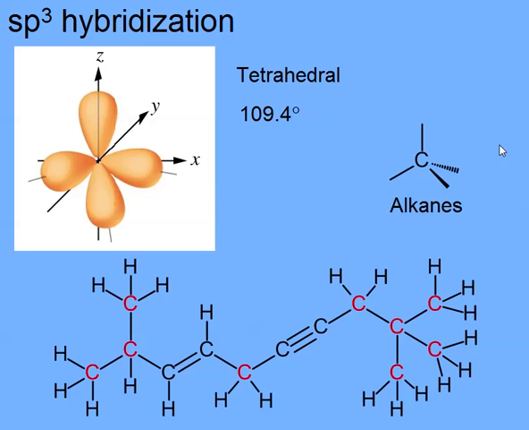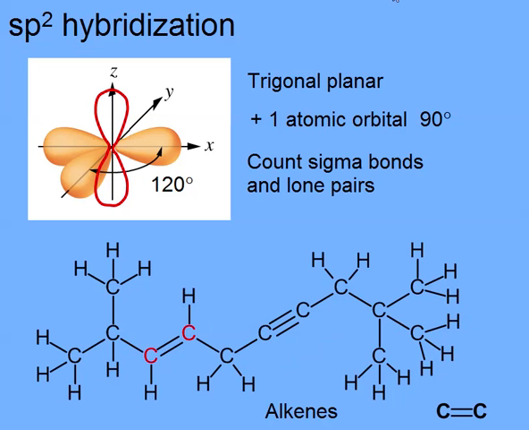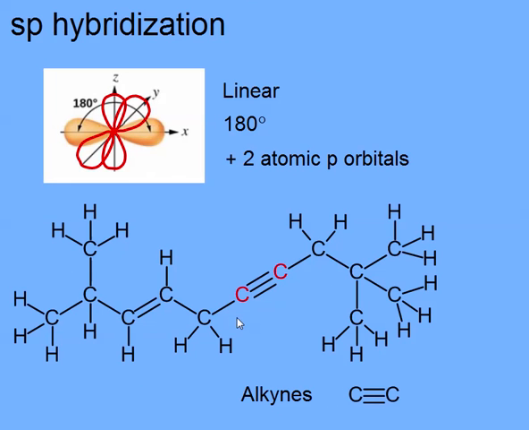And that really gives us our 3 kinds of hybridization. The sp3 will normally have just single bonds. The sp2 will normally have a carbon which is part of a double bond. And our sp hybridization is normally carbons which are part of a carbon-to-carbon triple bond.